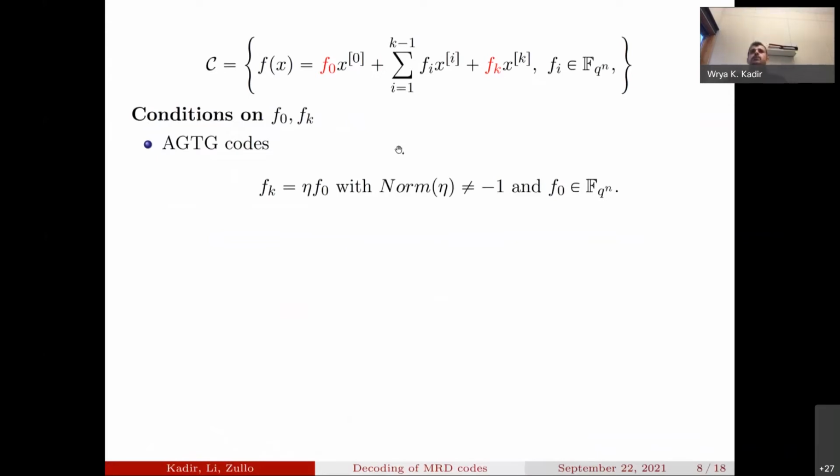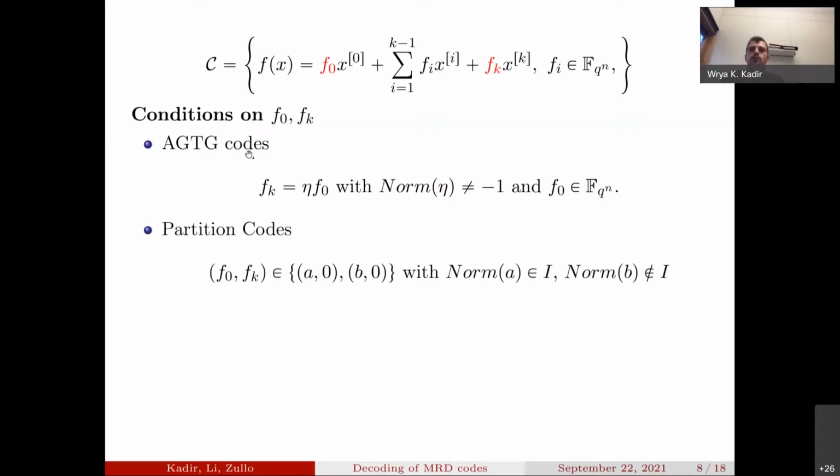But the conditions on F0 and Fk, for example, in AGTG codes, additive generalized twisted Gabidulin codes, you can say that Fk is equal to eta F0. So Fk is somehow dependent on F0, with some extra conditions on the eta, and F0 is taken in the main extension field. I started with AGTG codes because twisted Gabidulin codes and generalized twisted Gabidulin codes are subfamilies of these AGTG codes. So if someone is able to decode these AGTG codes, they would be able to decode twisted Gabidulin codes and also generalized twisted Gabidulin codes.